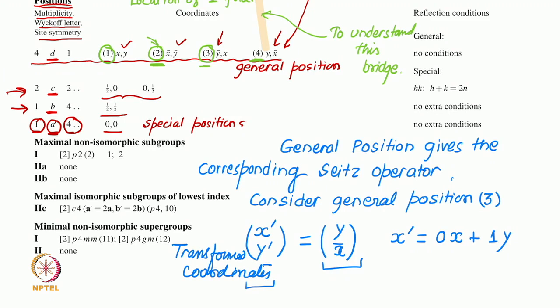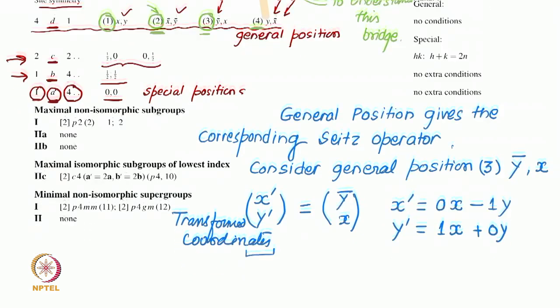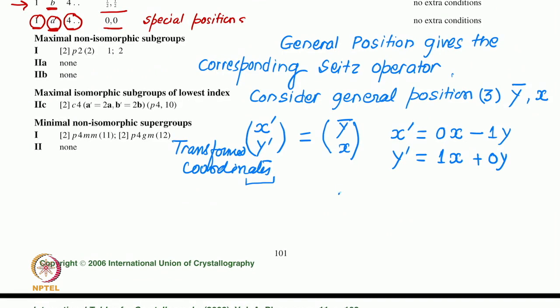So general position 3, y bar x. So x bar is minus y. Minus y is 0x minus 1y. And y bar is 1x plus 0y. If you write it in matrix form, what will you get?